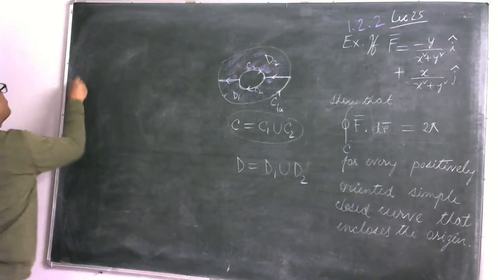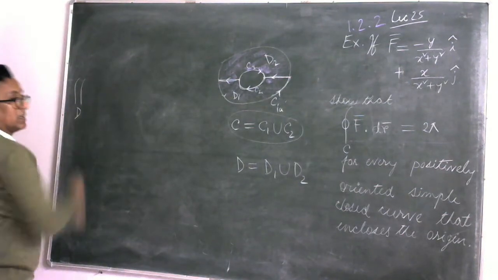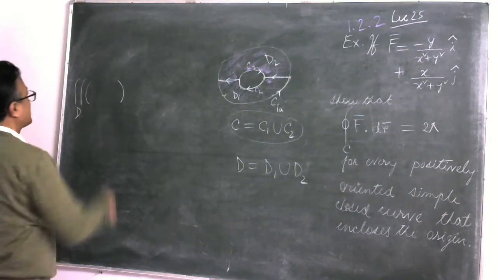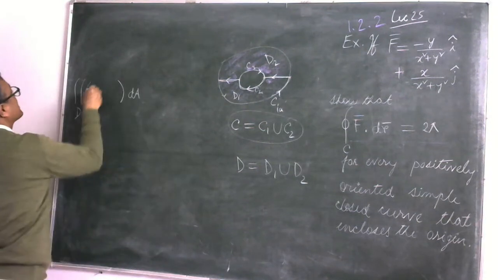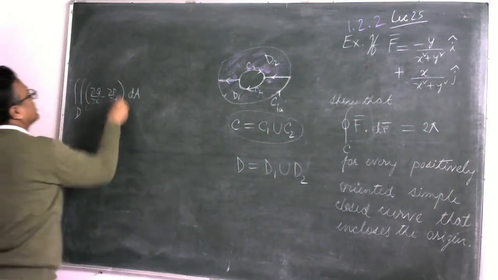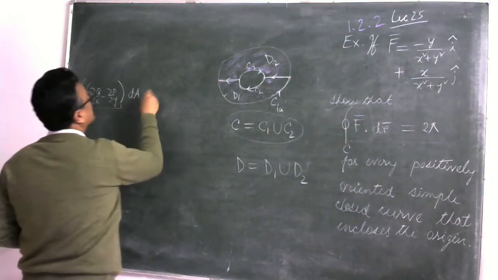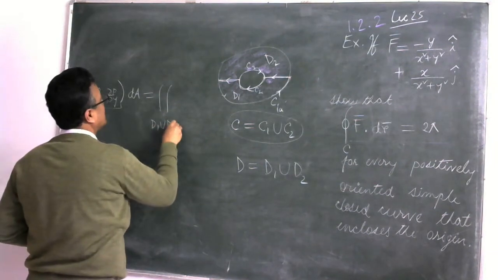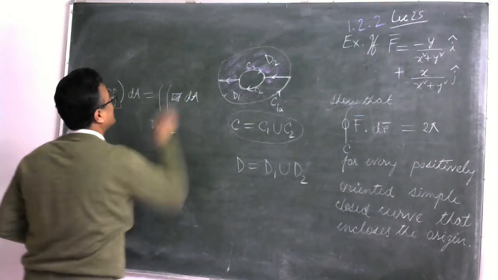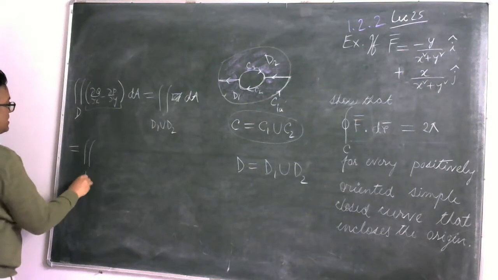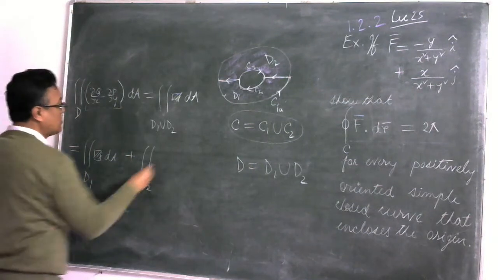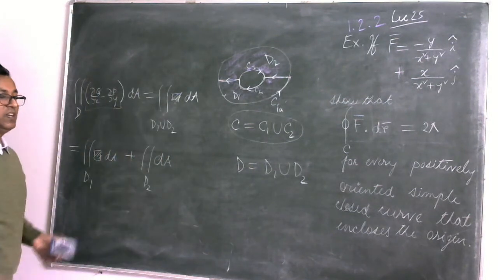So then for this double integral over D, whatever may be the integrand here, of course, I'm going to take del Q del X minus del P del Y. This integrand over D is simply going to be the integral over the union of D1 and D2. Let me just use this symbol for it, dA, and then this is eventually going to be the integral over D1 plus the integral over D2, dA.